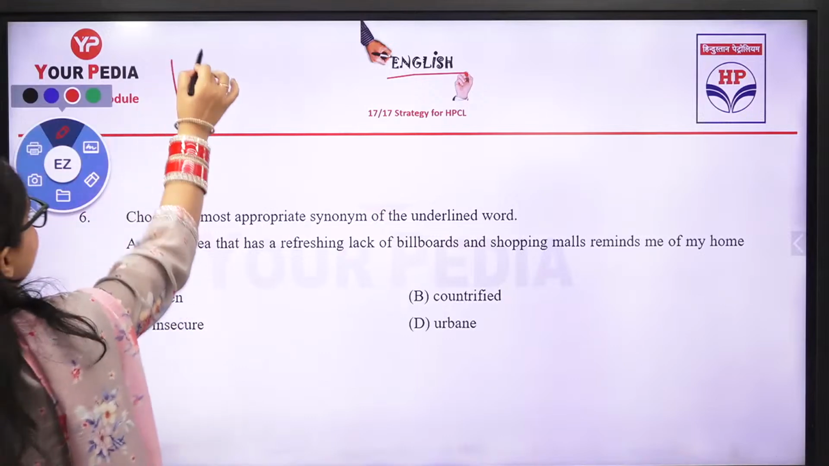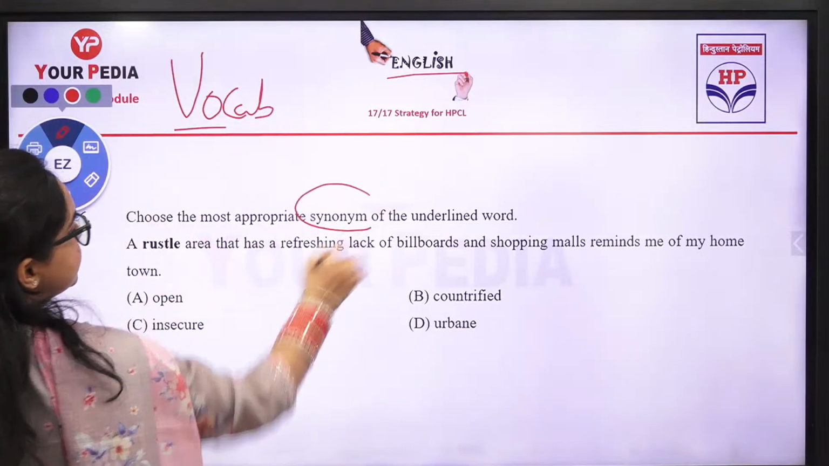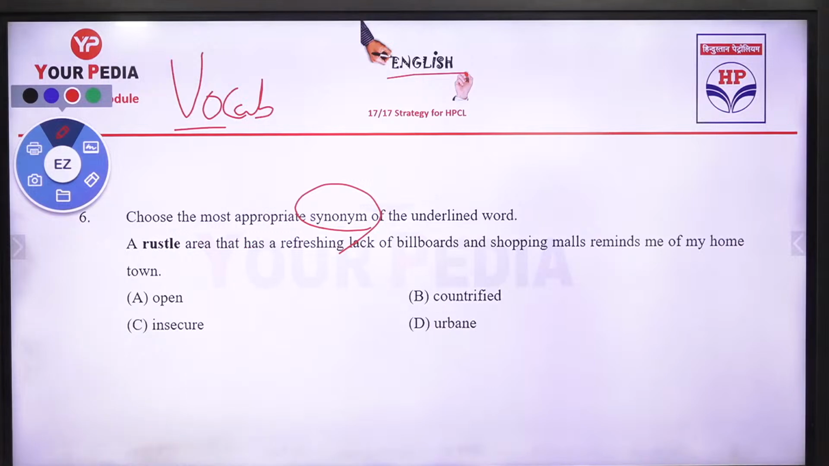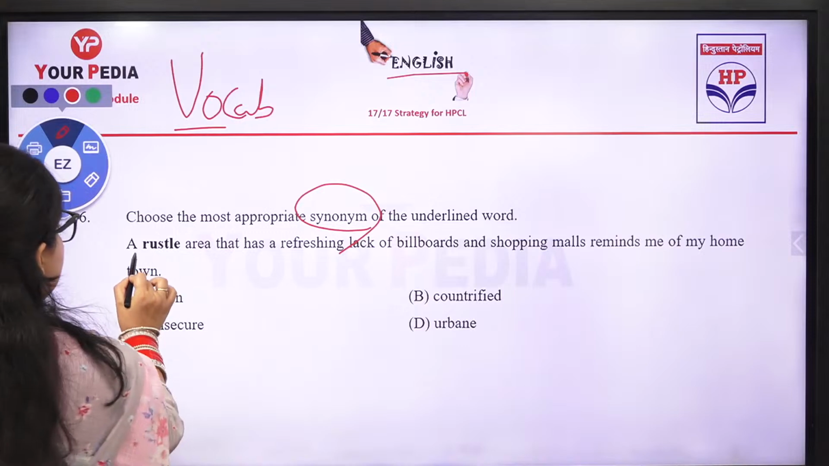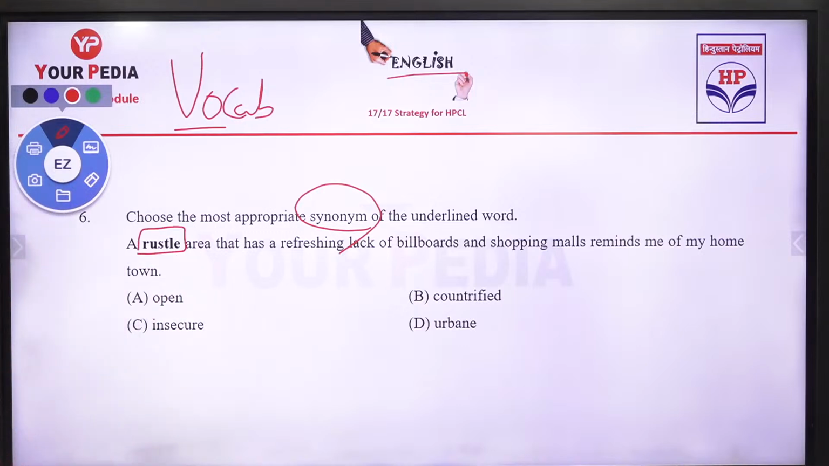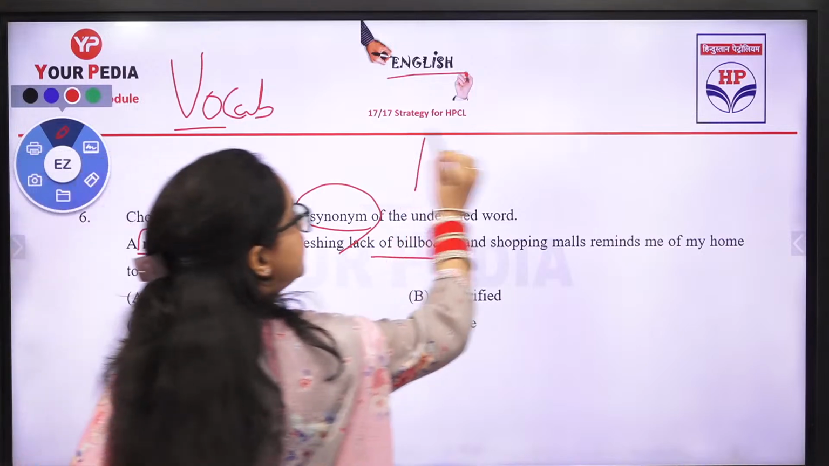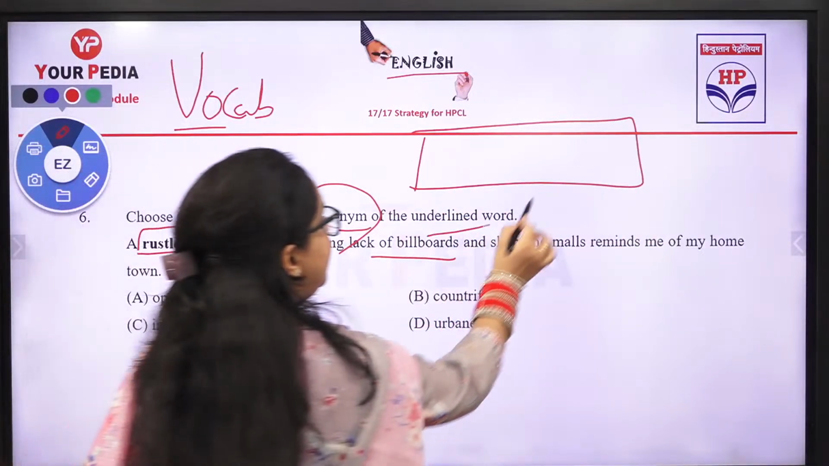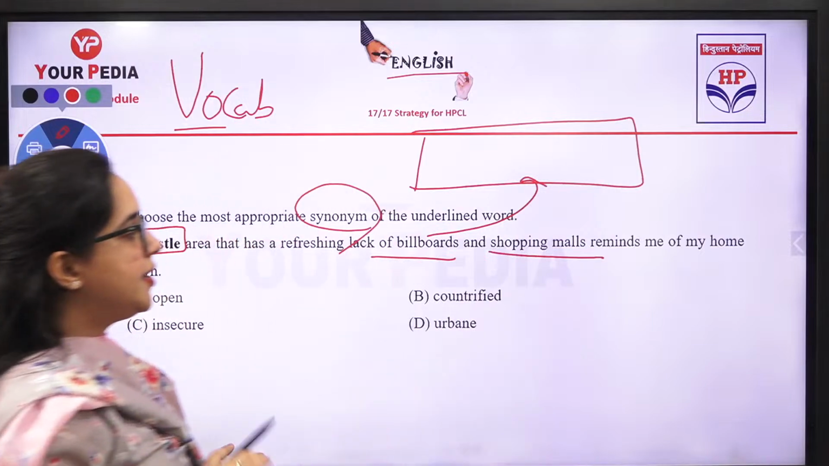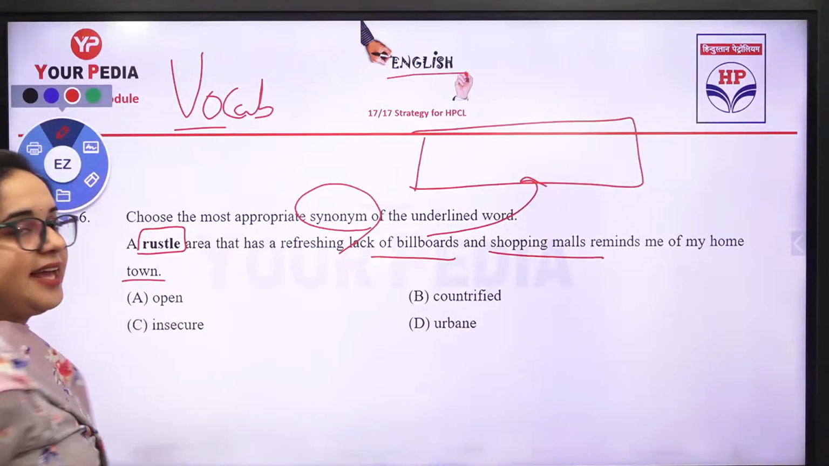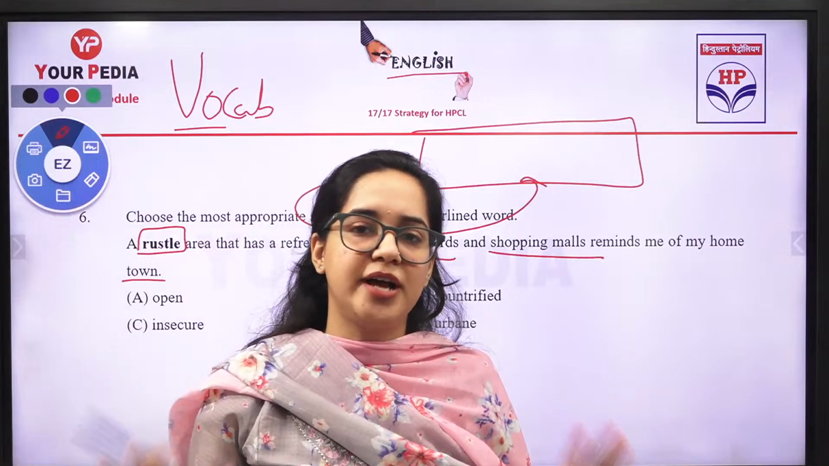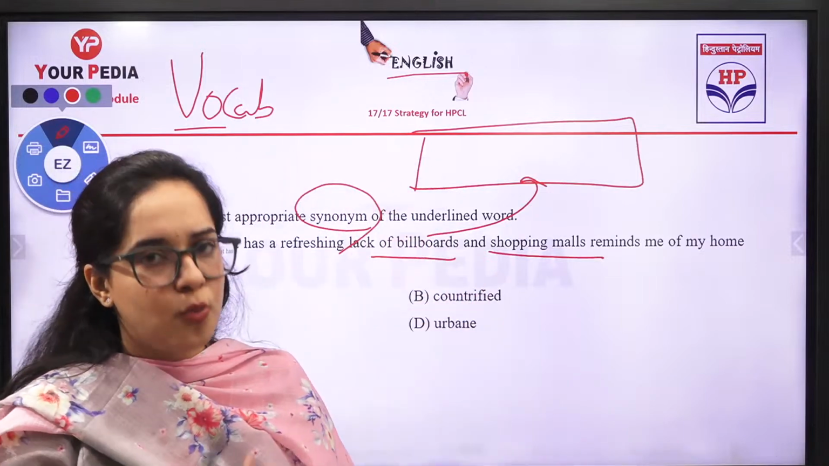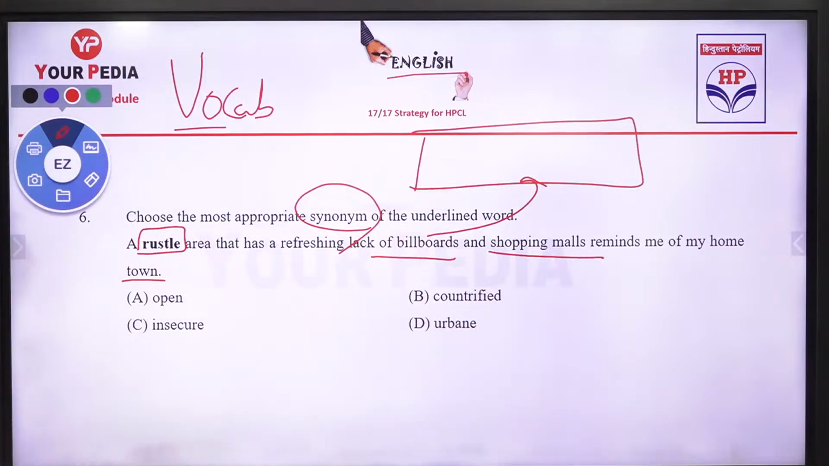It is also based on vocabulary, and it is synonym based, on similar meanings. The question is a Russell area. Russell, what is Russell area? That has refreshing lack of billboards. Billboards are the long boards, white boards which are meant for advertisements. These are the billboards. And shopping malls. Reminds me of my hometown. Like an area which lacks all these advertisement boards, all these shopping malls. What kind of an area will that be? Think about it.